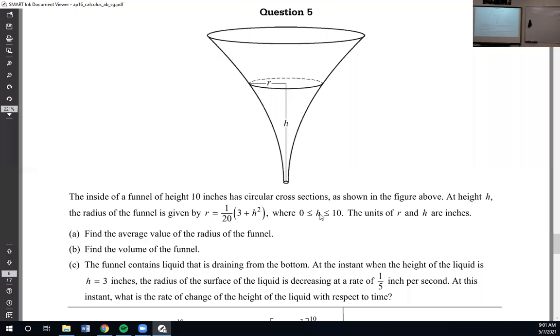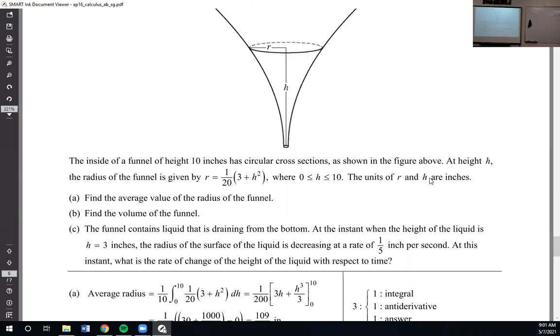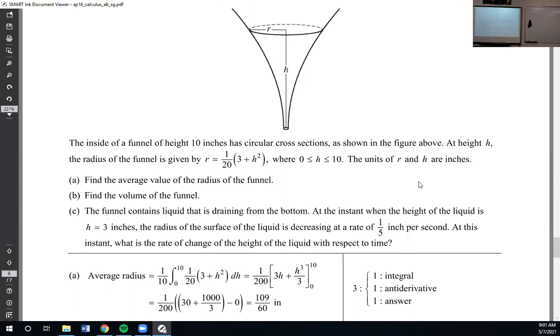So on number 5, average value of the radius. Well, here's my radius function. It's given to me. And so if I want the average value of the function in front of me, average value of a function is 1 over b minus a times the integral from a to b. So now you need to show a little bit of work, do a little bit of antiderivative since this is non-calculator, and figure out what that is.